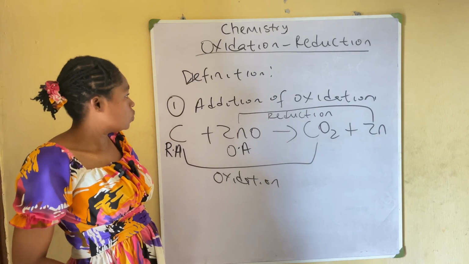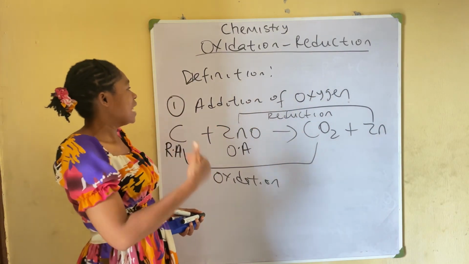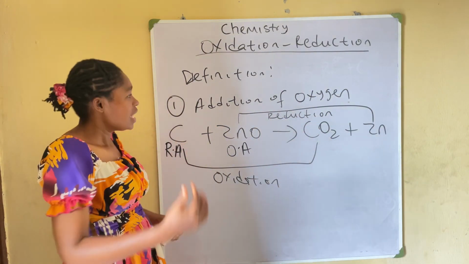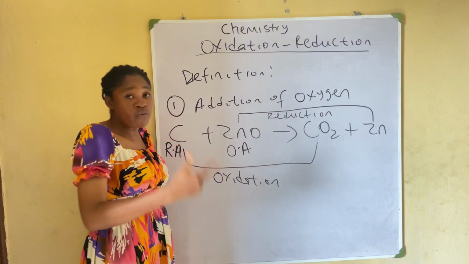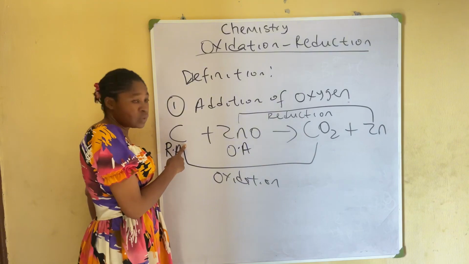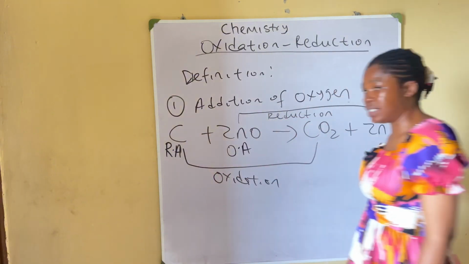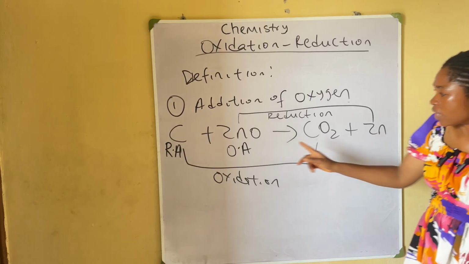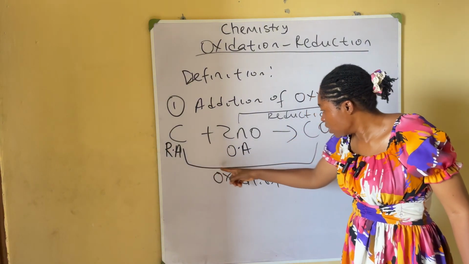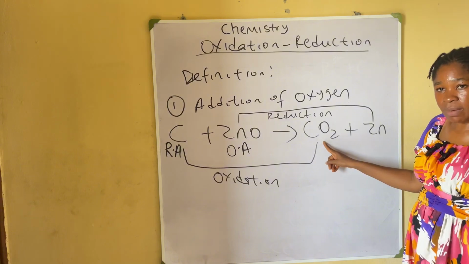Let's look at the first definition. Oxidation was defined as what? Addition of oxygen to a substance. And reduction is removal of oxygen from a substance. Look at the reaction of carbon reacting with zinc oxide to form carbon dioxide and zinc metal. If you look at this, you will see that oxygen has been added to carbon to give carbon dioxide.